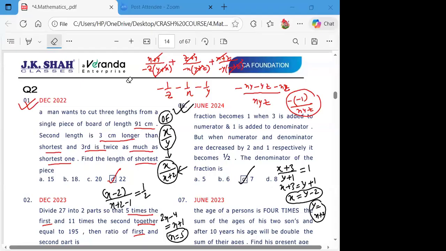Acha, have you all understood this equation? How I framed it? What is the original fraction? Then how to make the equation format? So this is the last question of linear equations.